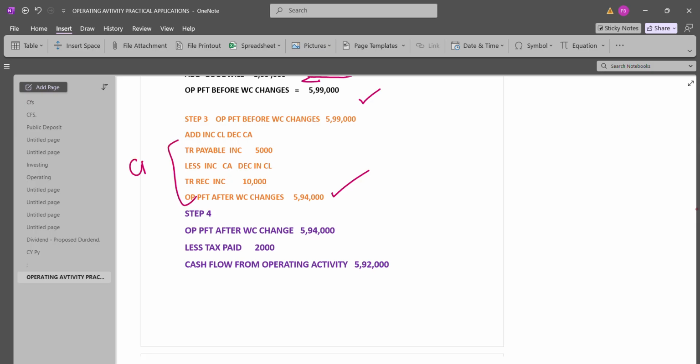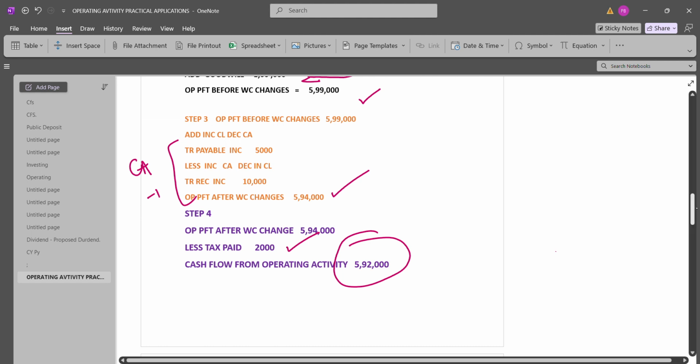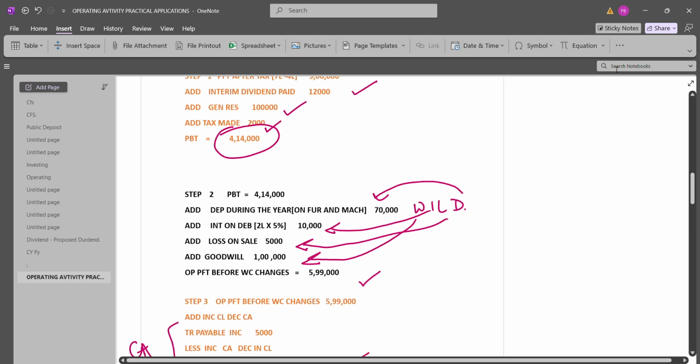These are current asset and current liability changes. Both will be added, and then we will deduct the tax paid by us. We get cash flow from operating activities. This is our cash flow from operating activities.